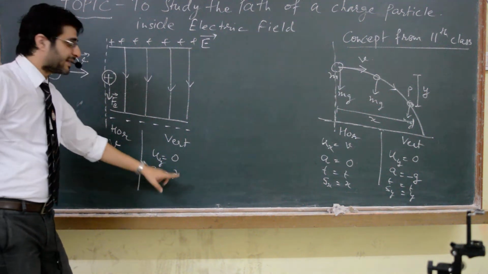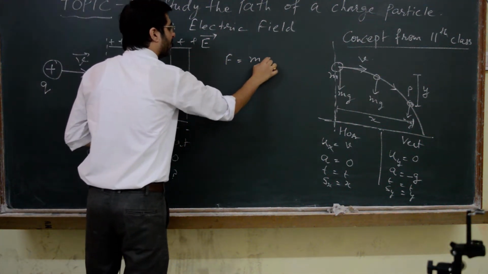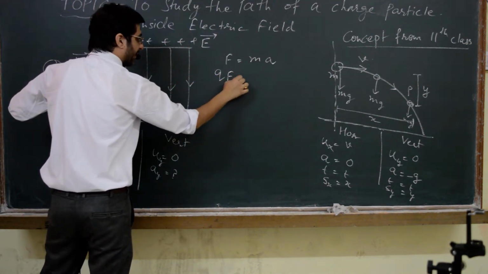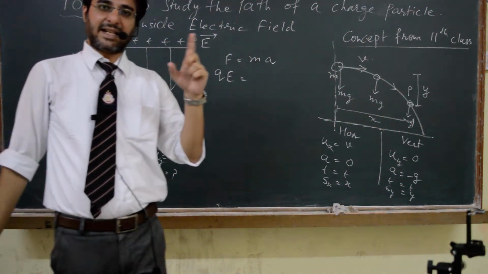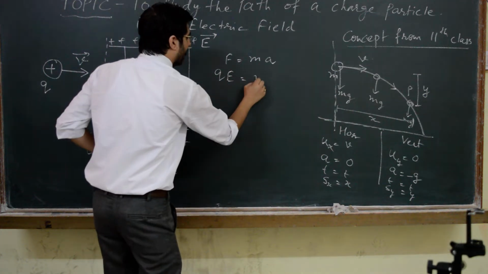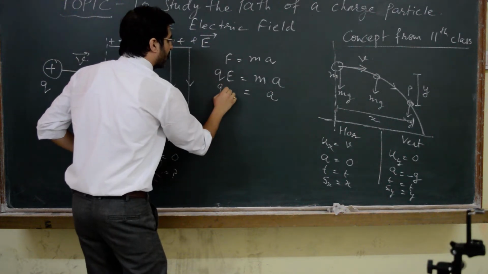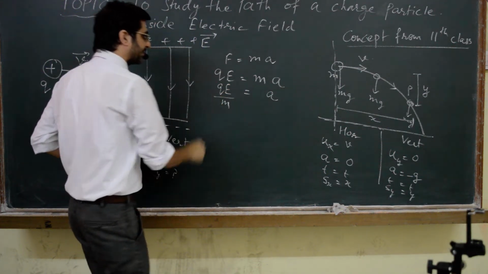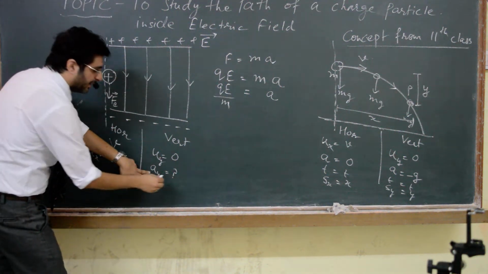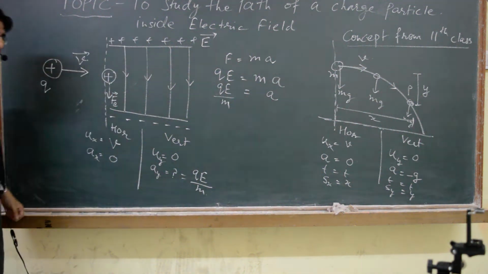Now, what will be the acceleration? To find the value of acceleration, we know that force is equal to mass into acceleration. Force on this charge is QE. We know that when a charge is moving inside an electric field, then the force on the charged particle is given by QE, equal to mass times acceleration. So acceleration will be equal to QE by m. That means the acceleration of this charged particle which we are looking for will be given by QE by m.